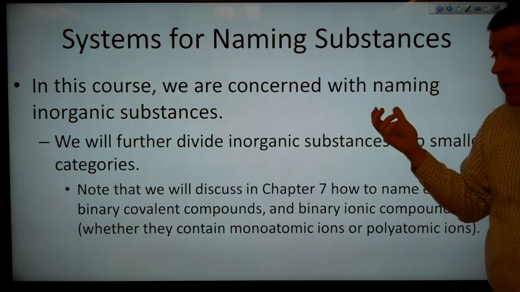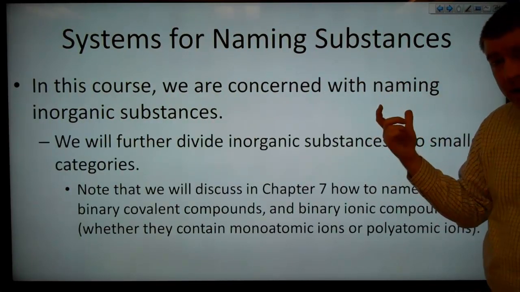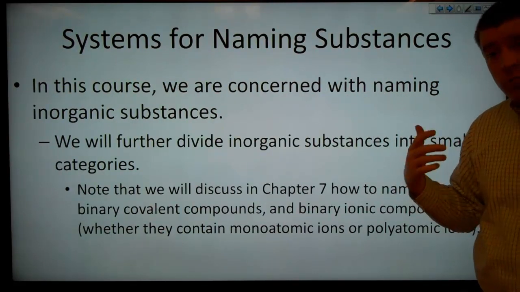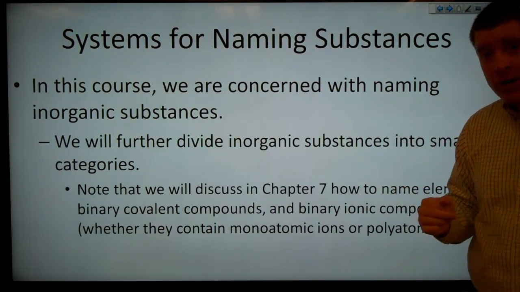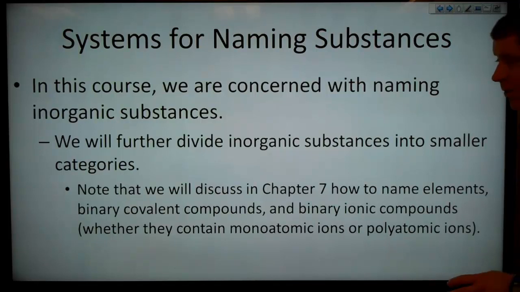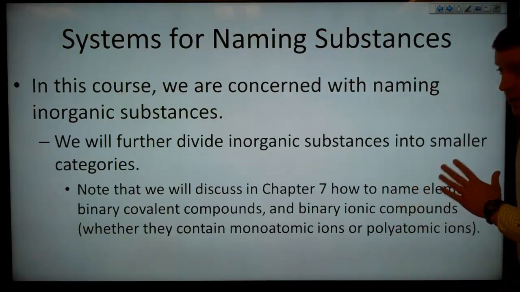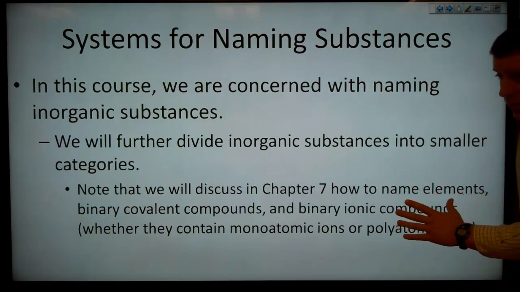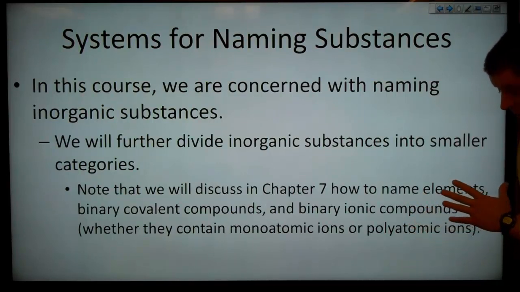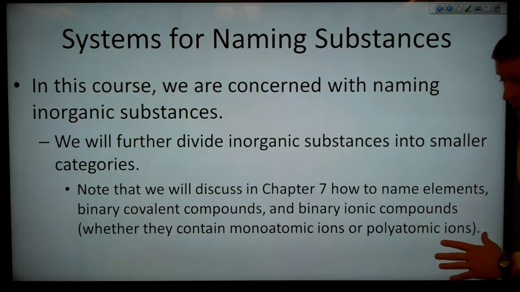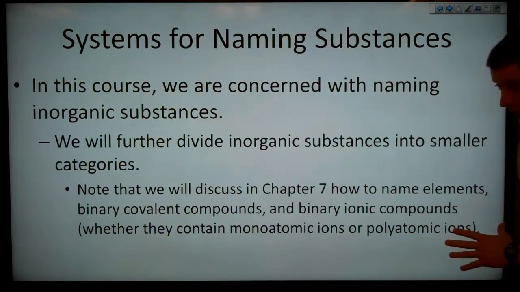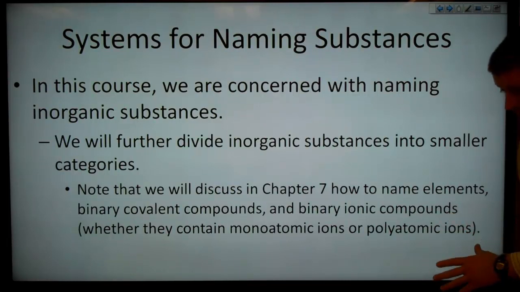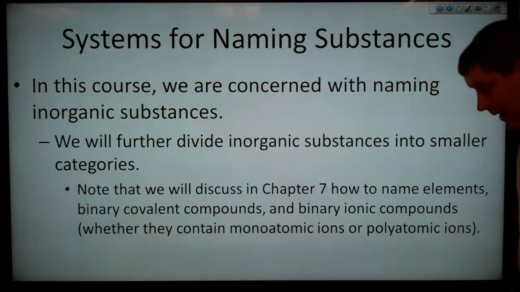But in this course, we're going to be concerned with naming inorganic substances, so those that don't include both hydrogen and carbon in general. We will further divide inorganic substances into smaller categories. Note that we will discuss in Chapter 7 how to name elements, binary covalent compounds, and binary ionic compounds, whether they contain monoatomic ions or polyatomic ions.